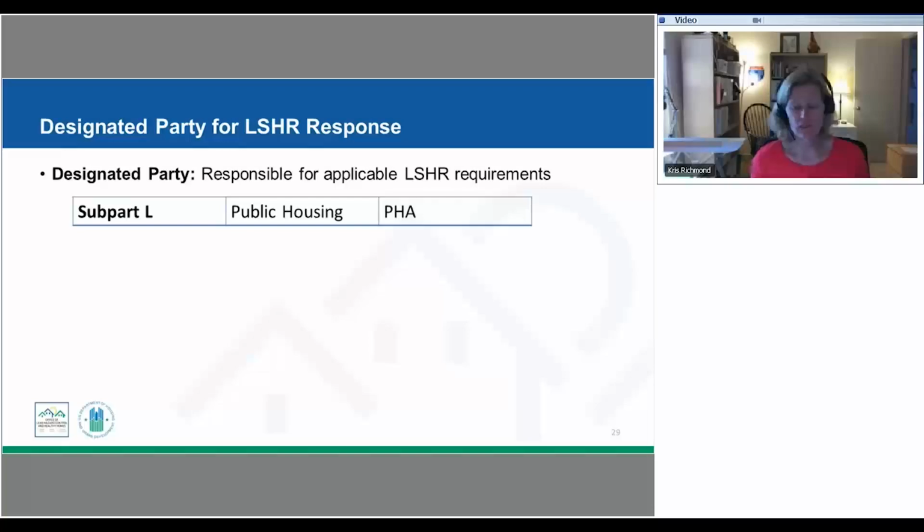So the Lead Safe Housing Rule uses the term designated party to identify a person or an entity responsible for responding to all Lead Safe Housing Rule requirements and for the assistance to a particular housing property or unit. And so for public housing, the designated party is the Public Housing Authority. If you are working in other subparts, you might see different designated parties, but for Subpart L, the designated party is the PHA.